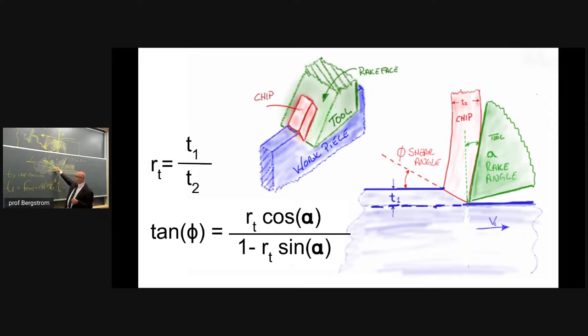And so if you know the shear angle and you know the rake angle, because if you know the rake angle, you know the direction the friction force is applied, right? Because it's got to be along the rake face. So it's got to be aligned with that plane. If you know the rake angle, and you know the shear angle, you can move from any of these coordinate systems to any other coordinate system.